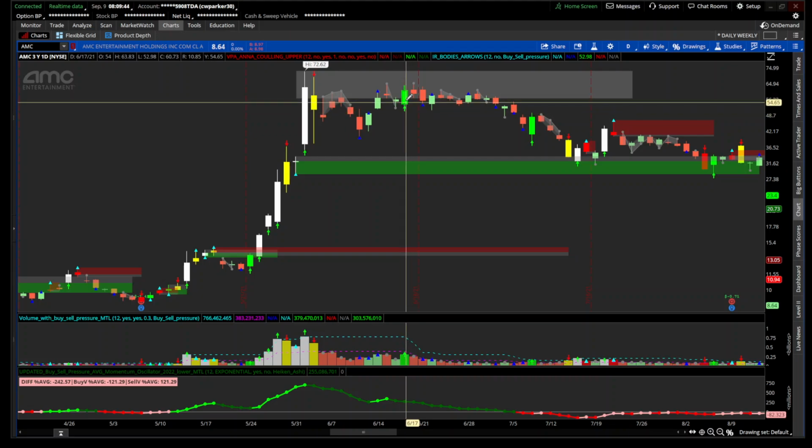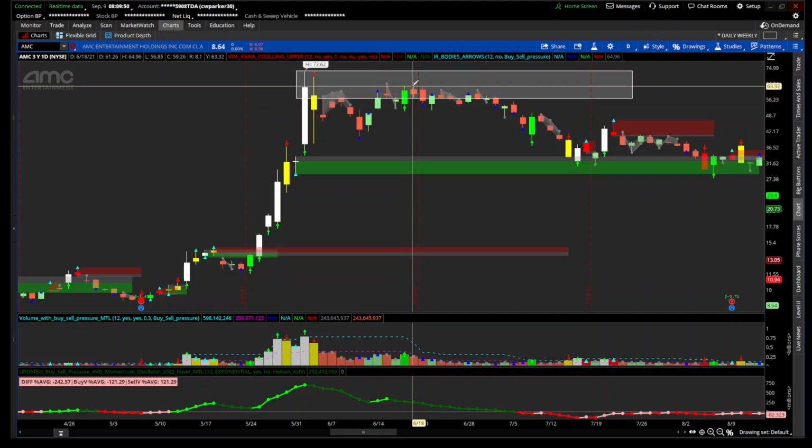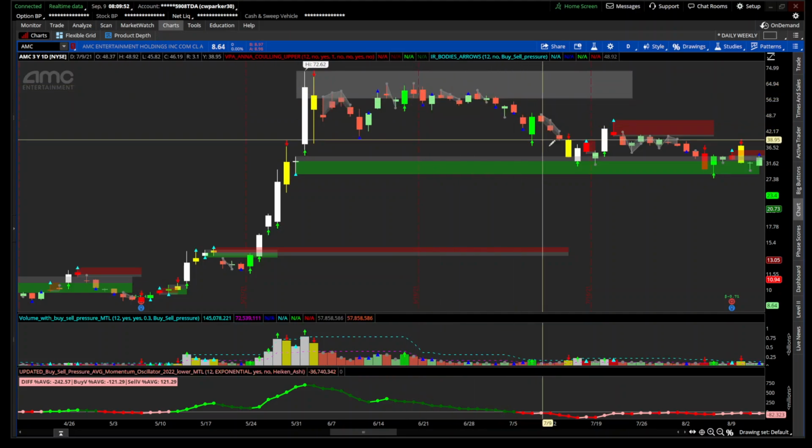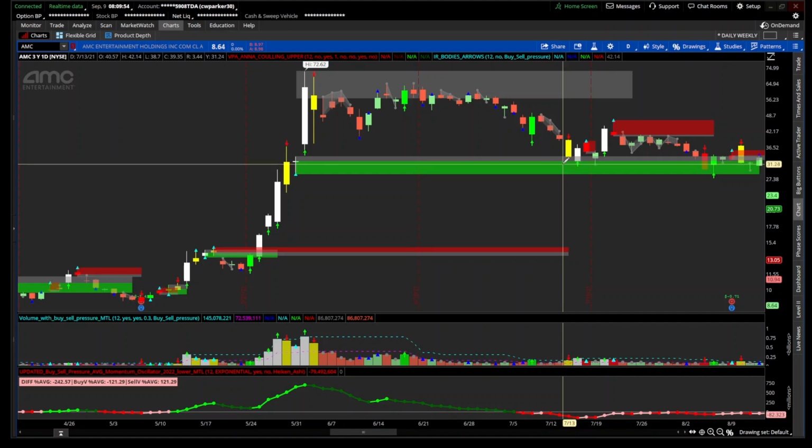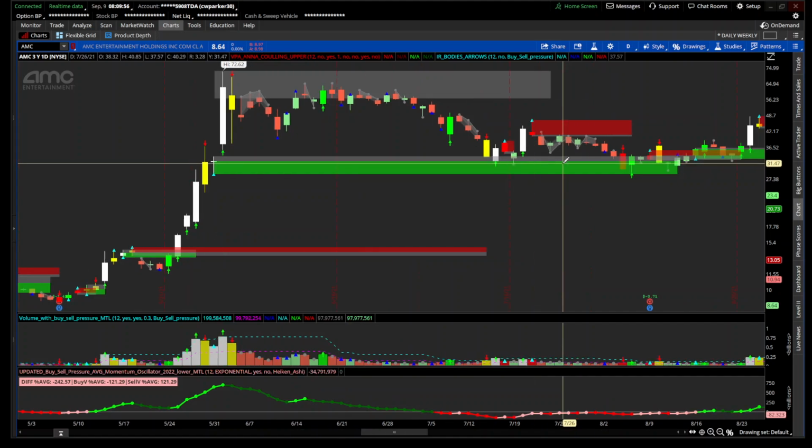But you got this move right here on volatility to the upside, but it couldn't really do anything. It immediately got exhausted again, and it finally drifted back down to this area of buying pressure.